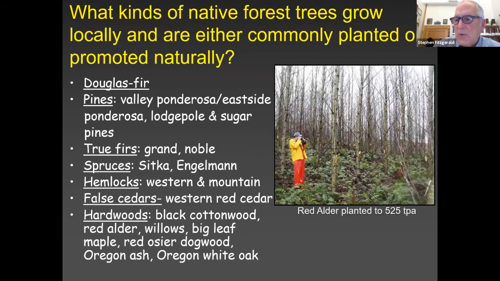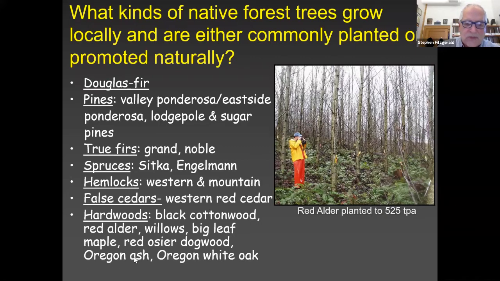So what are some species that we either plant or are regenerated naturally on some sites? You're probably familiar with a lot of these. Of course, Douglas-fir being the main one, but for our pines, we have Willamette Valley ponderosa pine that's planted. Ponderosa pine in central and eastern Oregon is planted, as well as lodgepole and sugar pine. True firs like grand fir and noble fir are planted. Spruces, Sitka spruce and Engelmann spruce, are planted or regenerate from seed. And hemlocks: Western hemlock is actively planted. Mountain hemlock, probably not so, but mostly from natural regeneration. That's high elevation, 6,000 feet.